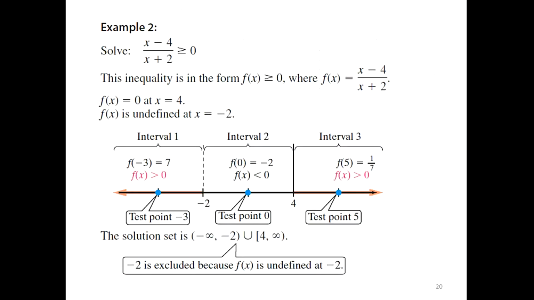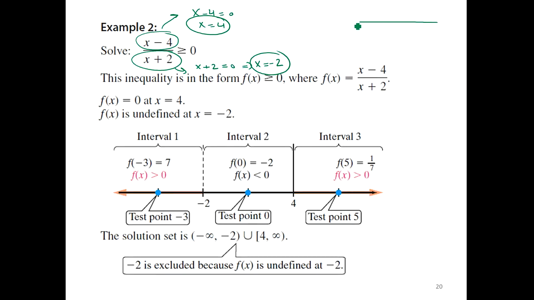Also, we can apply this method on the fraction. Look at this. If we have a fraction or rational inequality, we must find the zeros of the numerator and denominator. So x minus 4 equals 0 and x plus 2 equals 0. We can conclude x equals 4 and x equals negative 2. So we have 2 zeros: x equals 4 and x equals negative 2.